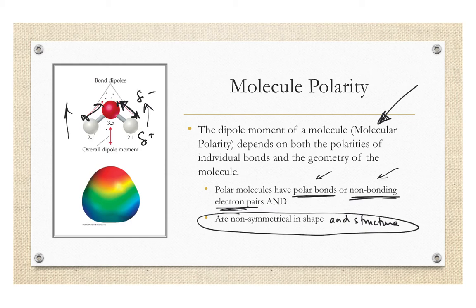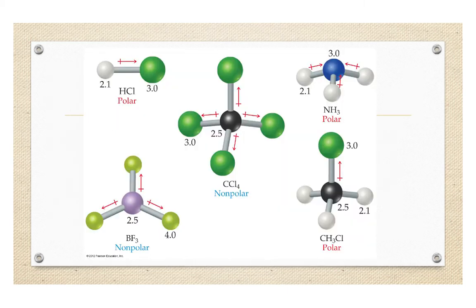Importantly, when we talk about this, we talk about symmetry in all directions, not just in one or two. Right, so if I look at a few different examples here, here's HCl. We have a polar bond between H and Cl, and it's not symmetrical. So this thing is polar.